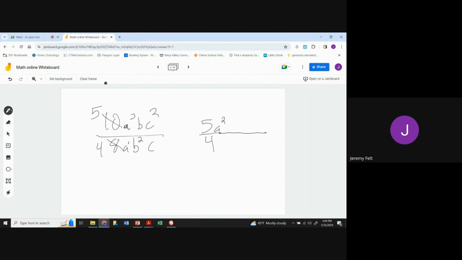B over B squared, well, 1 minus 2 is negative 1, or we have 1 cancel out here and 1 down here, B times B. So we're left with B down there, because B to the power of negative 1 is 1 over B to the power of 1. Then C squared over C, 2 minus 1 is 1. So I get 5A squared C over 4B. Okay. And again, we're not solving for A, B, or C. We're just reducing it and simplifying it.